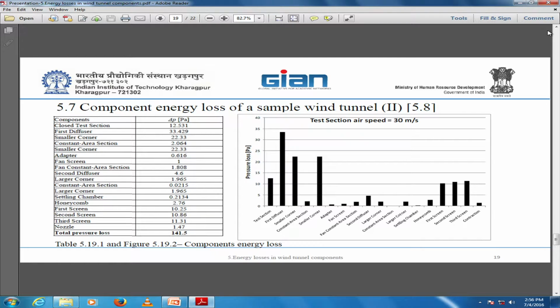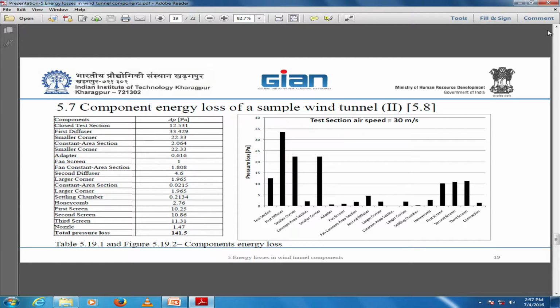Why? Just after the fan? No. The first diffuser is after the test section. Why is it like that? Can anybody tell me? Why are they the worst? Because after that there are more diffusers? Almost the correct answer, almost.